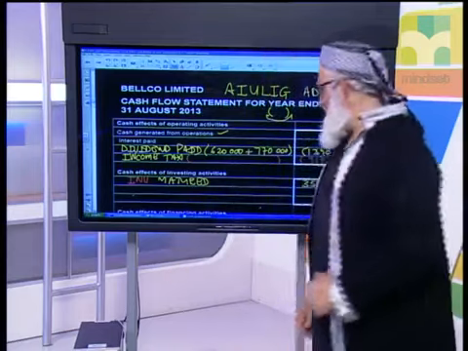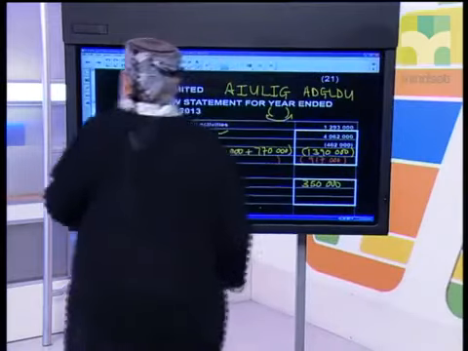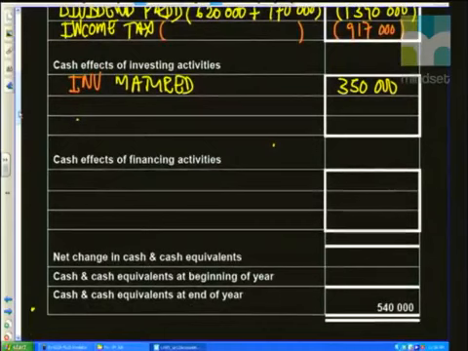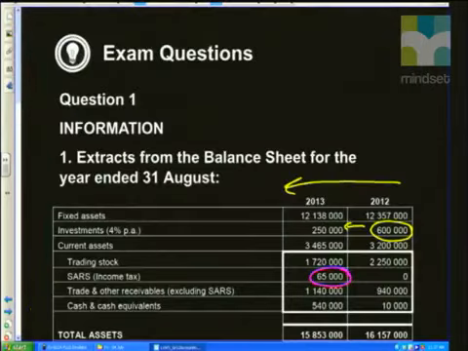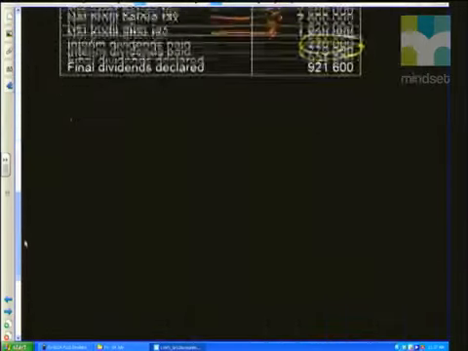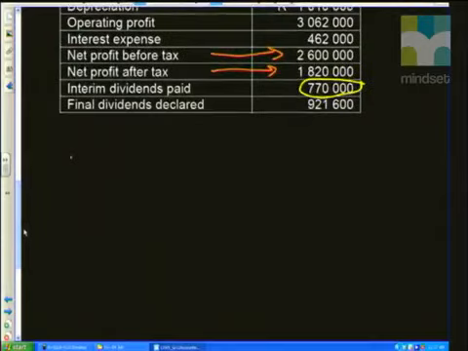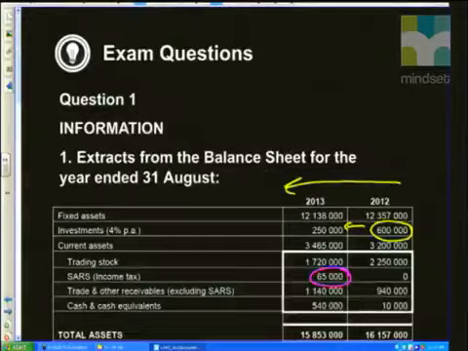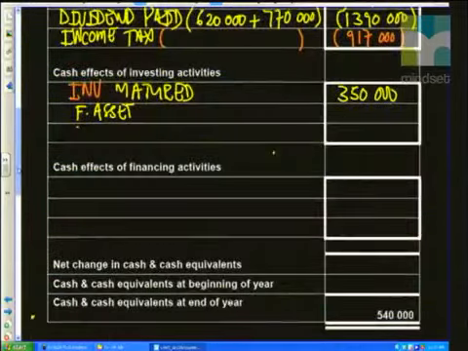Guys, the next thing that we're going to be doing is we're now going to calculate the fixed assets that we purchased. And when it comes to the fixed assets that we purchased, in this particular question, it's quite straightforward. Why? Because you are told. What are we told? Let's look at the information.